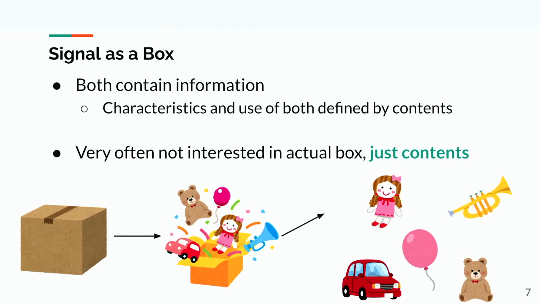For the rest of this presentation, I'm going to use an analogy. I want to think of signals as boxes. Both contain information, and the characteristic of your box and of your signal are both defined by the contents. So if you've got a box full of toys, that's a toy box. And if you've got a signal coming out of your electric guitar, well, that's an electric guitar signal. Often, though, we're not actually interested in the box. We're much more interested in the contents of the box.